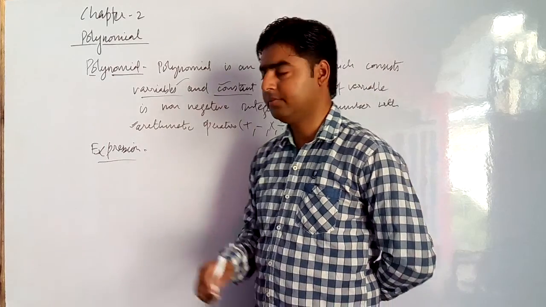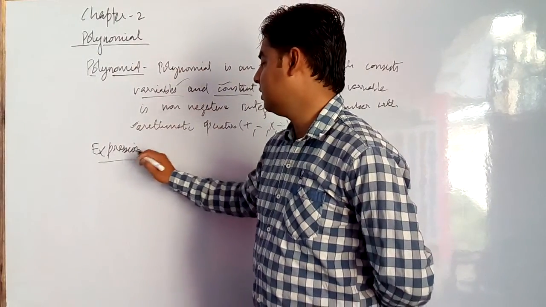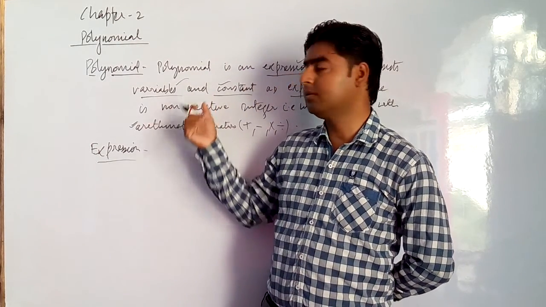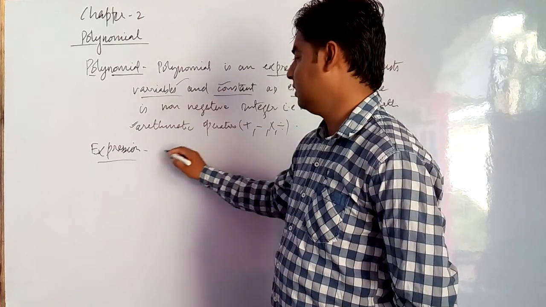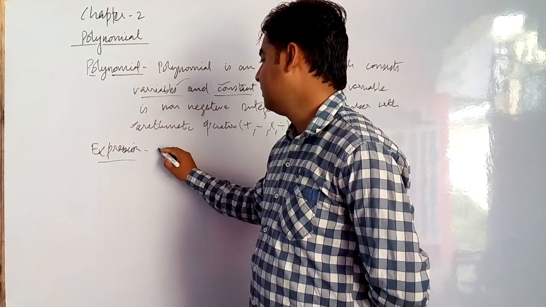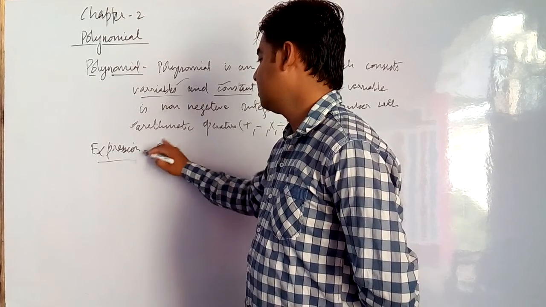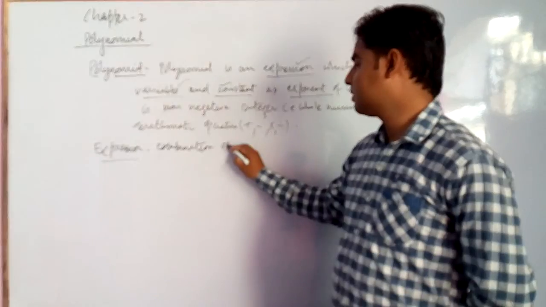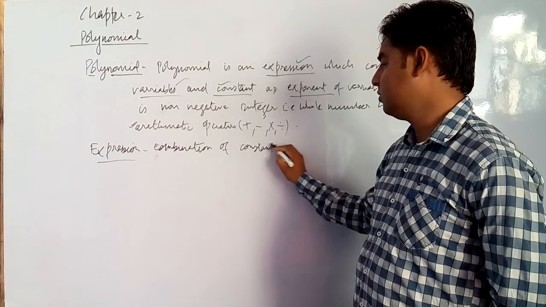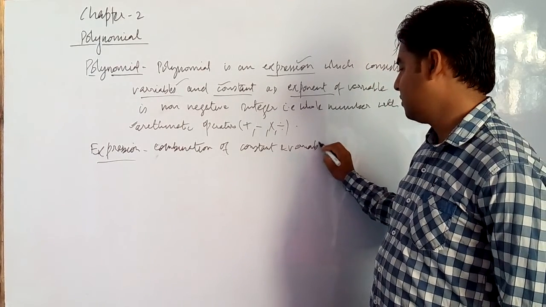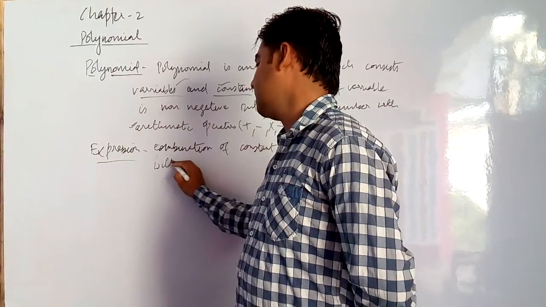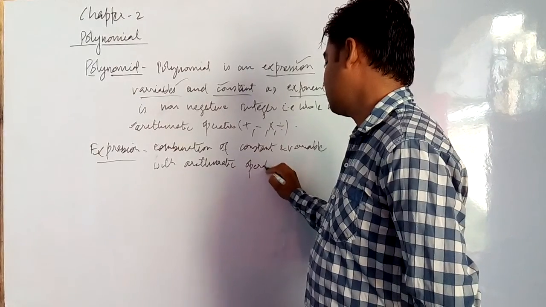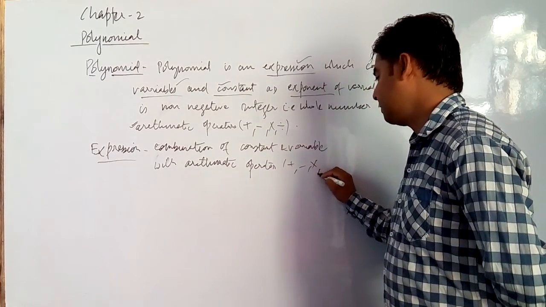And now I am going to explain expression, so I write the definition. What is expression? Expression is the combination of constant and variable with arithmetic operation, like plus, minus, multiplication and division also.